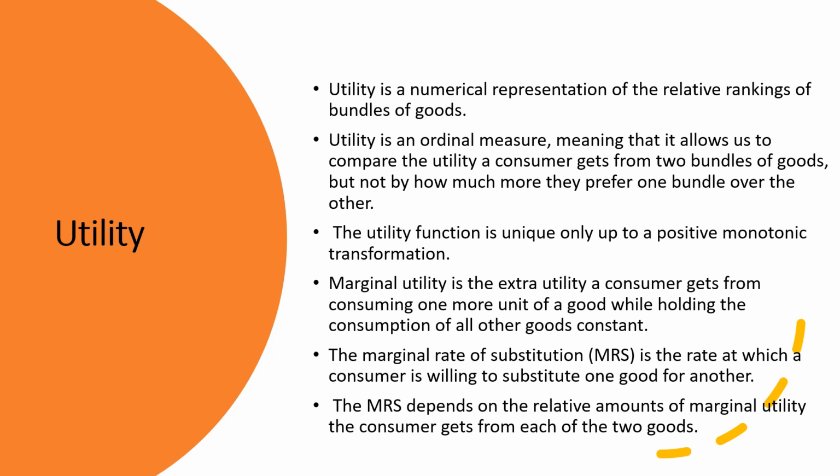Marginal utility is the extra utility a consumer gets from consuming one more unit of a good while holding the consumption of all other goods constant. The marginal rate of substitution (MRS) is the rate at which a consumer is willing to substitute one good for another. The MRS depends on the relative amount of marginal utility the consumer gets from each of the two goods.